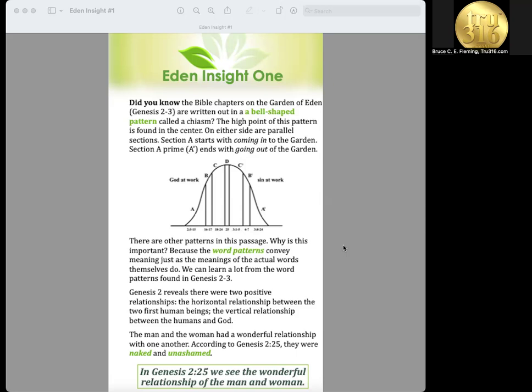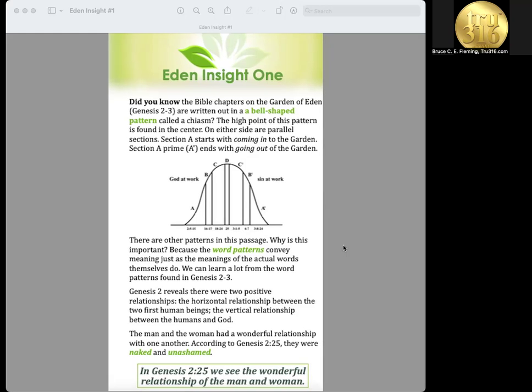So the man and the woman had a wonderful relationship with one another, and according to Genesis 2:25, they were naked and unashamed. Is this important? Well, I think so, because of so many variations that you hear about what's happening in Genesis 2 and 3. People often take a word out of context, and we have to first of all understand what the context is.